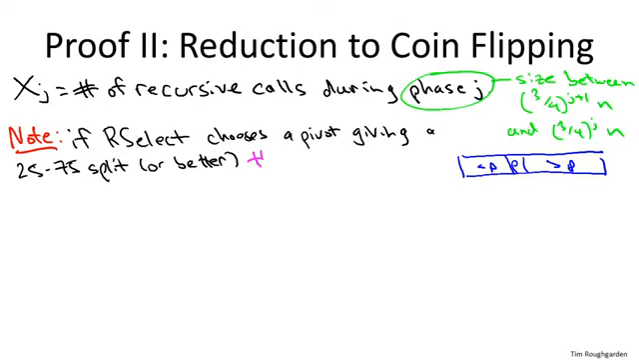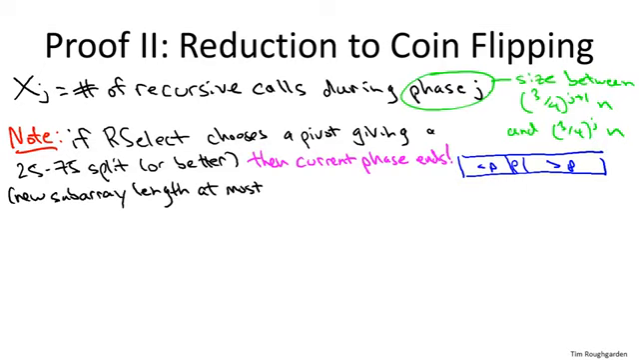And the key point is that if we wind up choosing a pivot that gives us a split that's at least this good, the current phase must end. Why must the current phase end? Well, if we get a 25-75 split or better, then no matter which case we wind up in, the algorithm is guaranteed to recurse on a subproblem that has at most 75% of what we started with. That guarantees that whatever phase we're in now, we're going to be in an even bigger phase when we recurse.